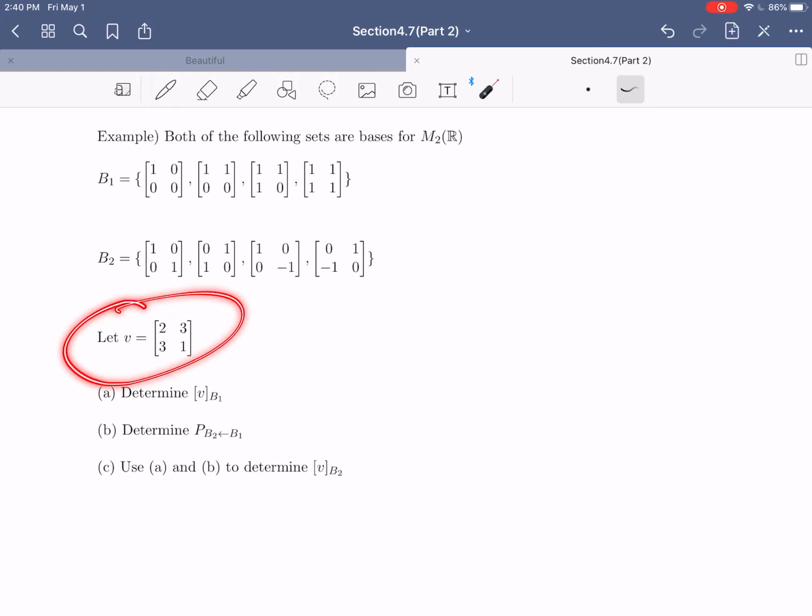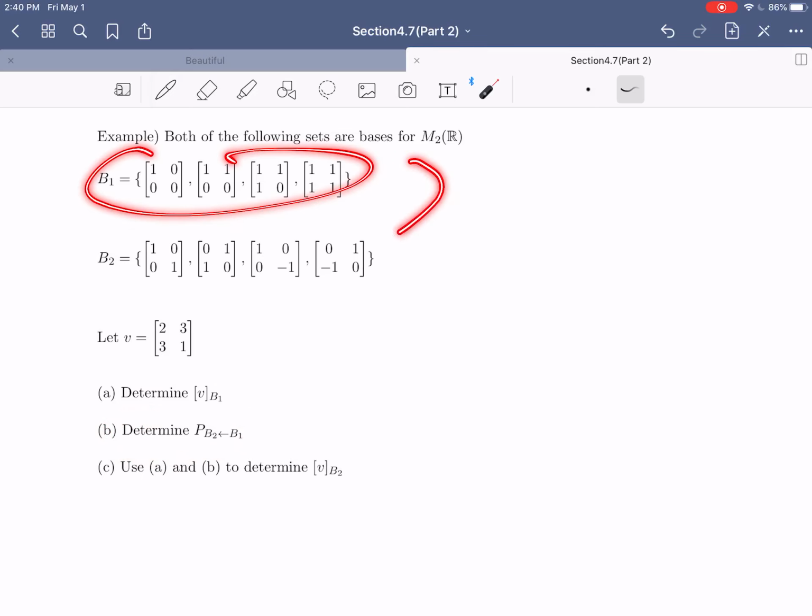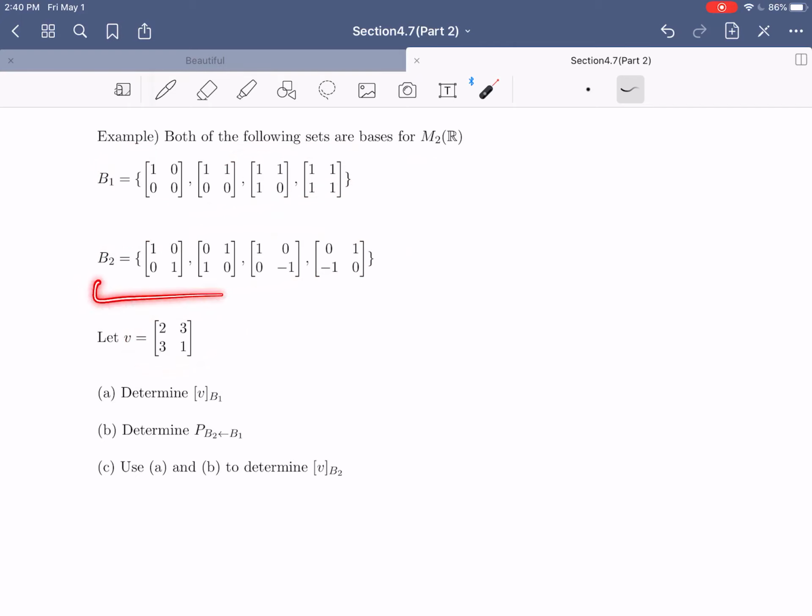Then we're going to let V be a random vector out of M2 of R. For the sake of this example, it'll be the 2, 3, 3, 1 vector. What we're going to do is first represent this in terms of B1. Then we're going to determine the change of basis matrix to go from B1 into B2. And then we're going to combine these two things to figure out how to represent this in terms of B2.